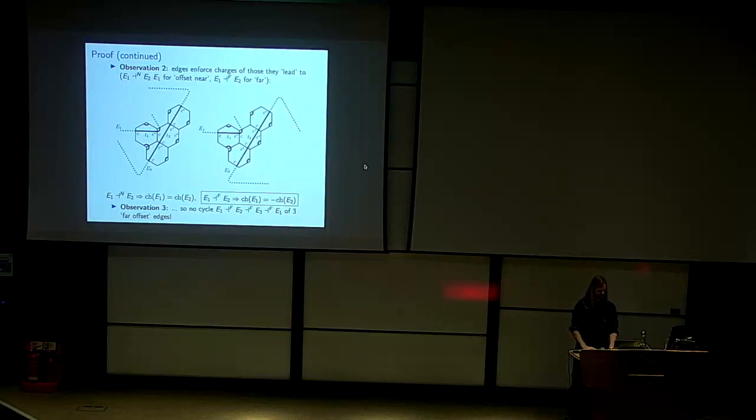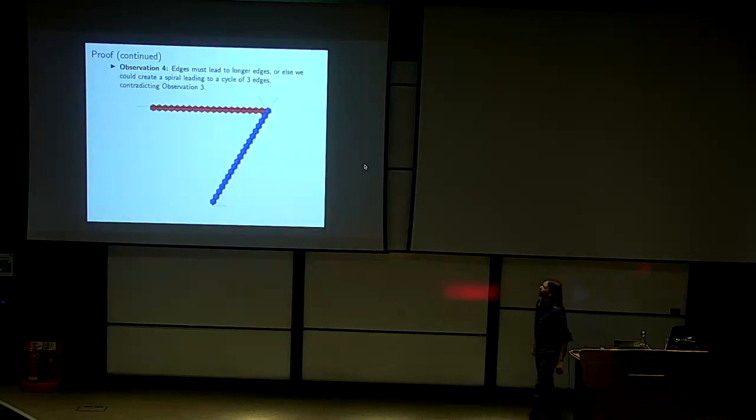Okay, very clear. Now, this is the main crux of the argument. I claim that edges must always lead to longer edges. If we don't have that, we create spirals of cycles of 3 edges, which we've just seen can't happen. So why is this the case? So suppose that I've got a red line here, which is leading to a blue line down here. Now, by the way, that blue line, so I'm assuming that it has the same number of tiles or fewer than the red one. That must be far offset from the red line, right?